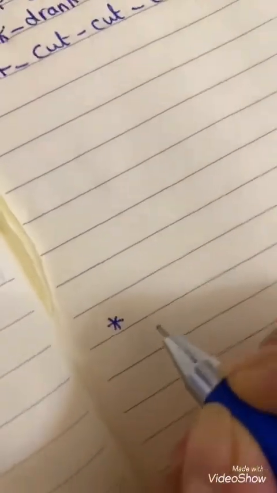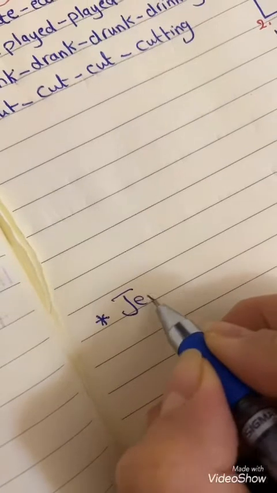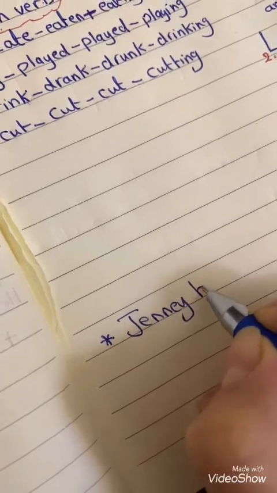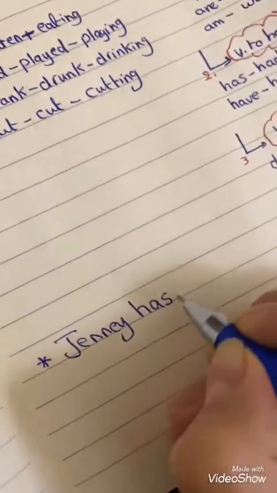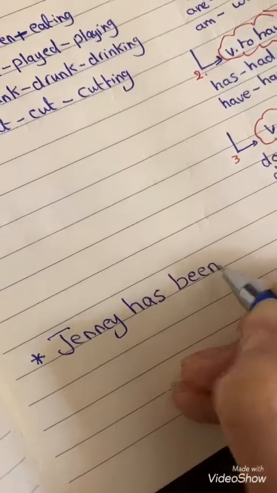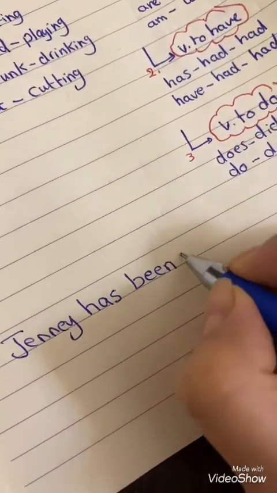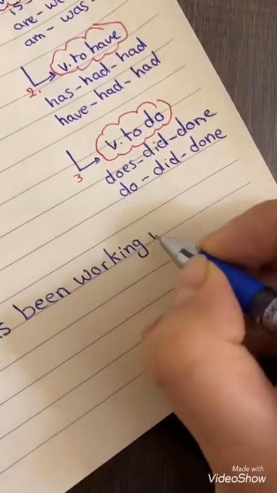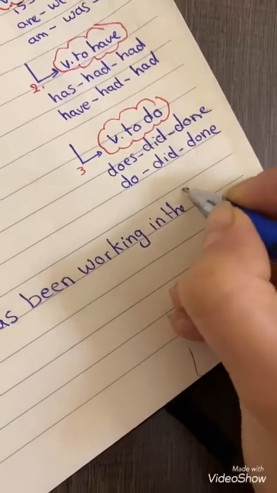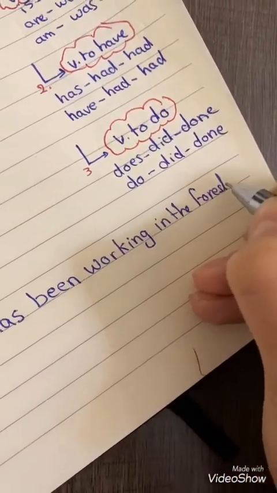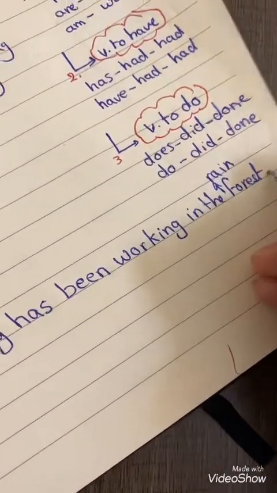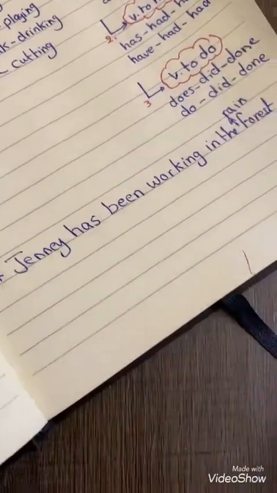Okay, how can we make a sentence in the present perfect continuous? We said yesterday that Jenny, has or have? Has. And we add been. The verb work with ing is working. Where? In the rainforest. This is a sentence.